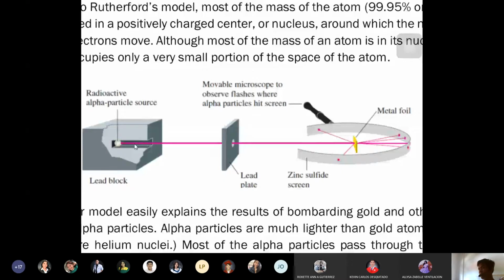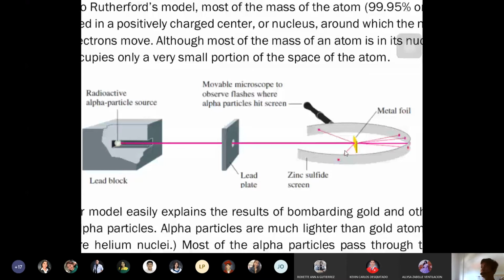Then it will pass through a lead plate, further concentrating the particles in a certain region. Eventually, it will hit the gold foil. He was really rich, gold! So the alpha particles will travel from the lead block towards the gold foil.